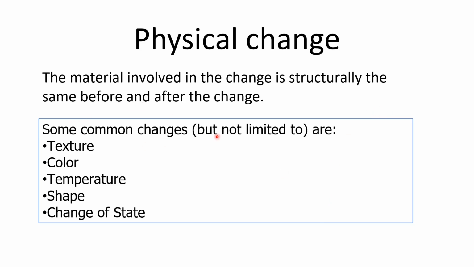There might be other changes also which can also tell you that the reaction is a physical change. For example, texture might change, color might change, then the temperature of the reaction might change. It depends on if the reaction is exothermic or endothermic. Then the shape of the reactant might change, and then the change of state, which I gave you an example also, that the melting of ice is where the state is changing from solid to liquid. So these are some of the indicators or evidences which can tell you that the reaction is physical change.